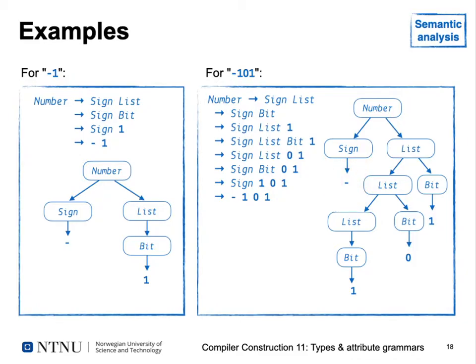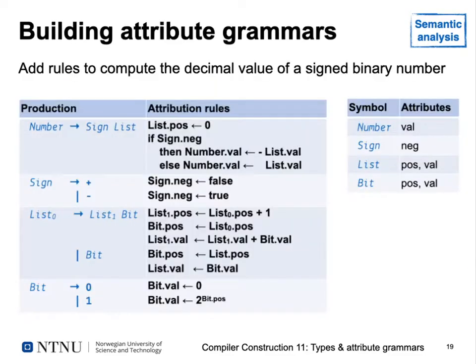So that's nothing new, you've all seen this before. To build an attribute grammar from this context-free grammar, we now add rules to compute the decimal value of a signed binary number. For each of our productions here, we have attribution rules that can execute arbitrary functionality.